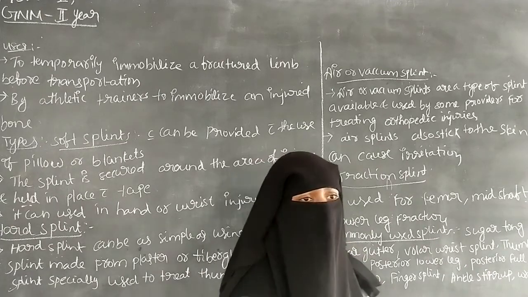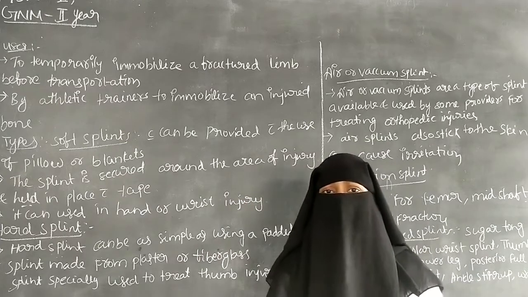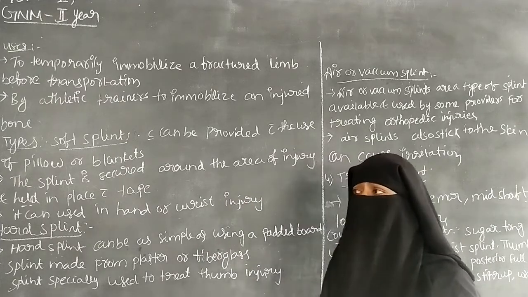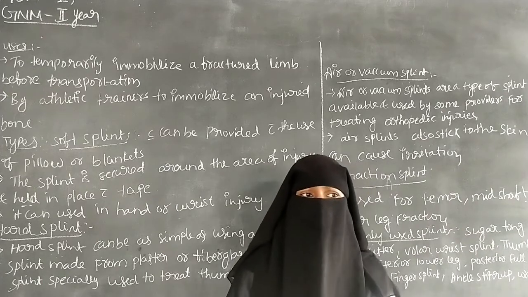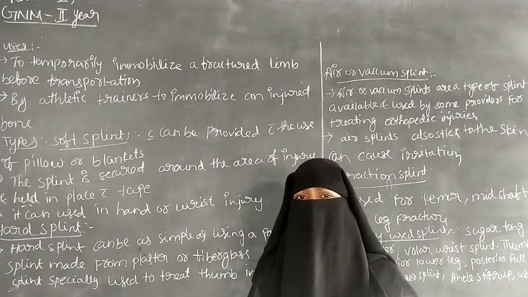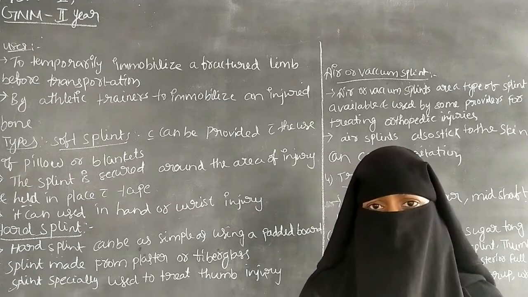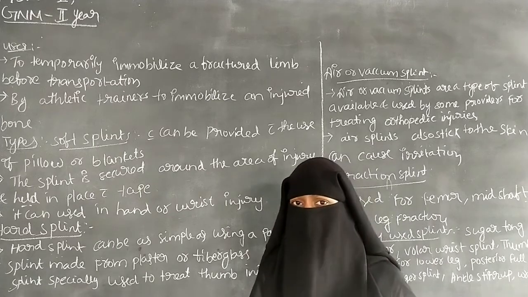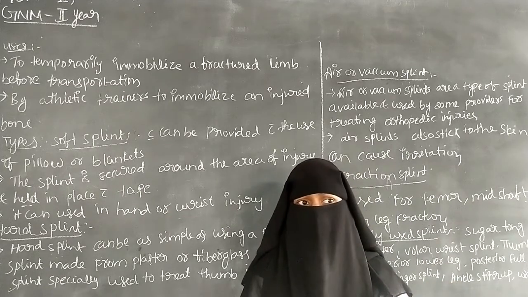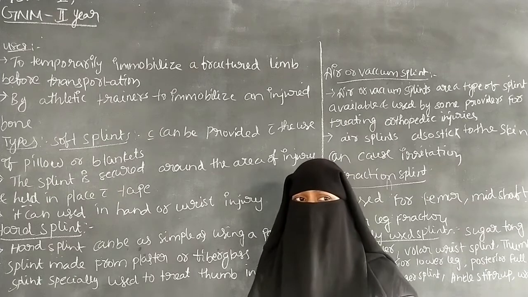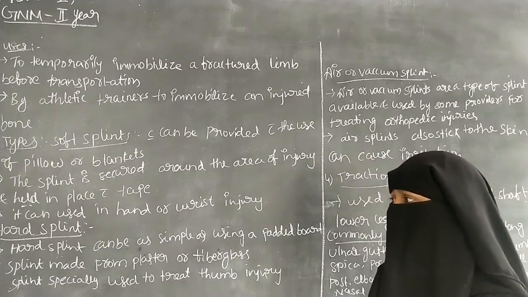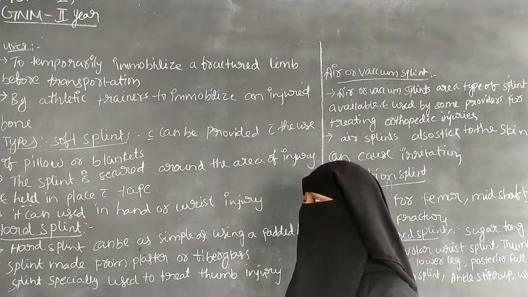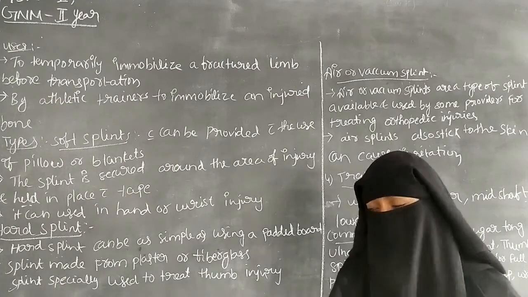By using these splints, some complications can occur. The complications include ischemia. Ischemia means there is a decreased blood supply to the affected limb. Because of the fracture, if we are using a splint, it can cause ischemia, a decreased blood supply to the affected limb, and it causes the death of the cells.